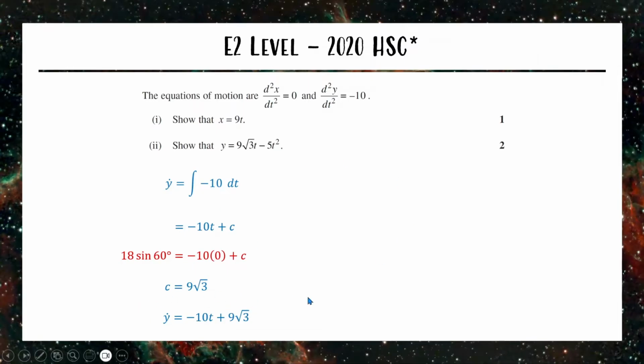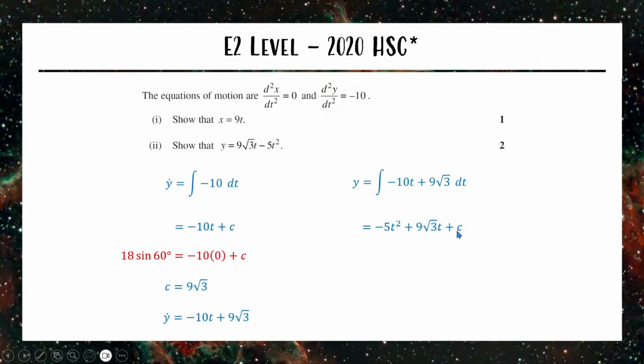Okay, so in all these cases, all your constants are going to be your initial conditions. So in this case, c was equal to the initial y velocity. Now, last step, to get our y displacement, we are going to integrate our y velocity. So y is equal to the integral of the velocity equation, once again with respect to time. So minus 10t is going to turn into minus 10t squared on 2, and the 9 root 3 will become 9 root 3t. And of course, when we raise the power here and divide by 2, 10 turns into 5.